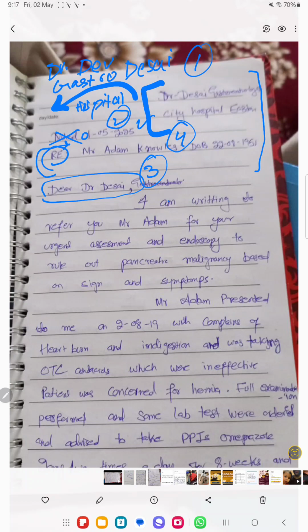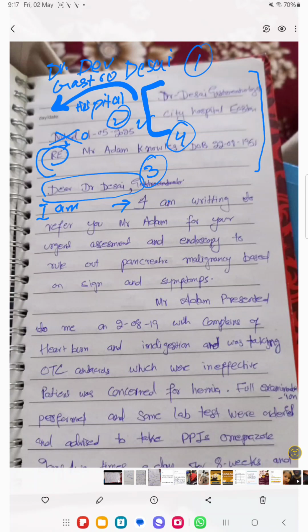Now after this you have to start the letter. So you have to write the letter from here. It's not like in FSc medical or something where we have to start here, or we are writing to a class teacher or someone. So you have to start your letter from here. You will write, I am writing to refer you, Mr. Adam. Not "I am writing to refer you, Mr. Adam"; this is not the way you will write.